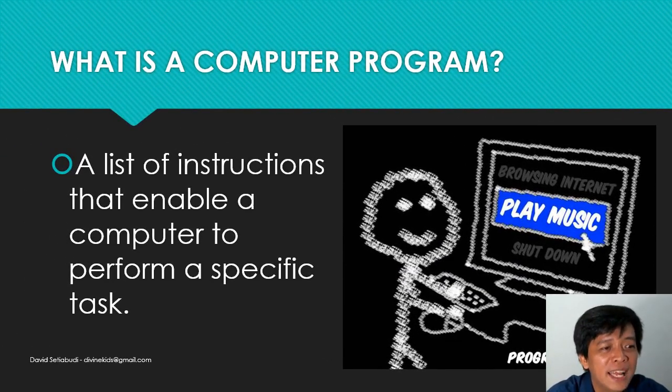Now, what is a computer program? A computer program is a list of instructions that enable a computer to perform a specific task. Okay? Specific task. Browsing the internet is a specific task. Playing music, specific task. Shut down is also a specific task.